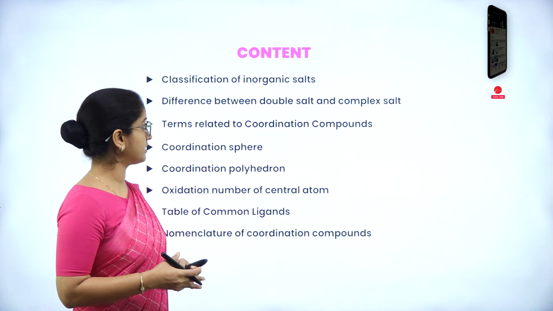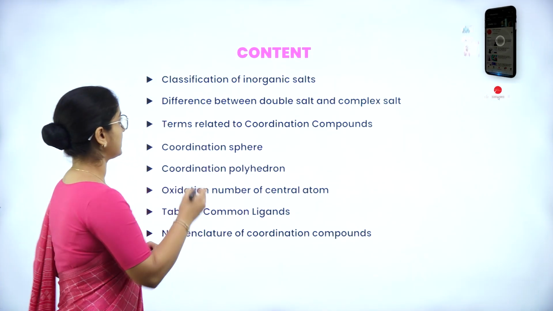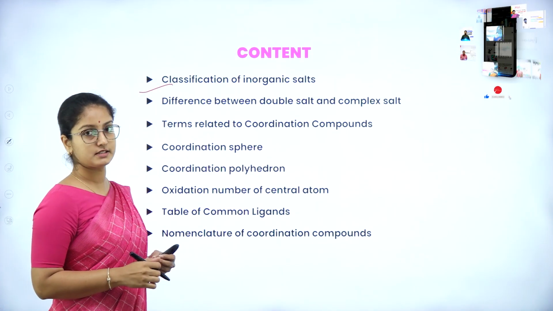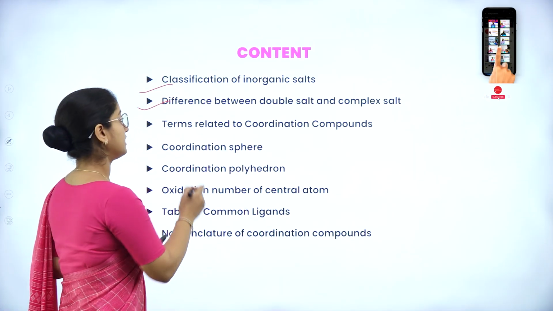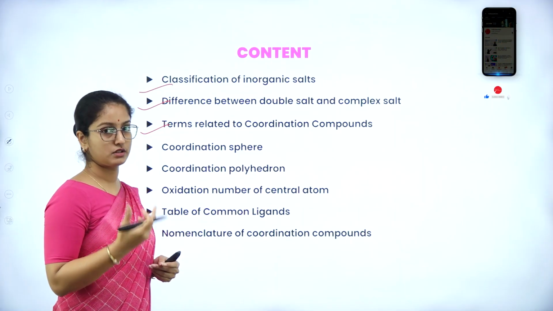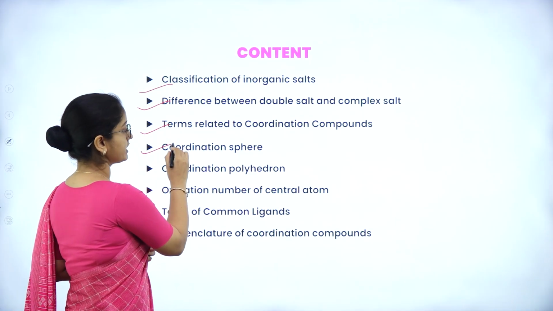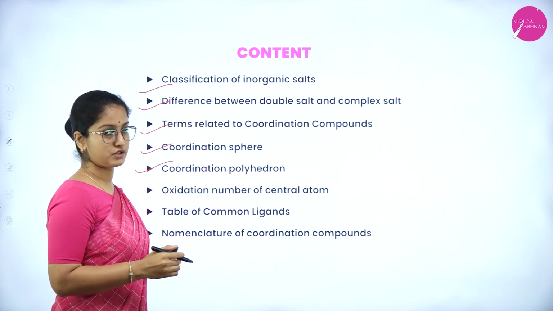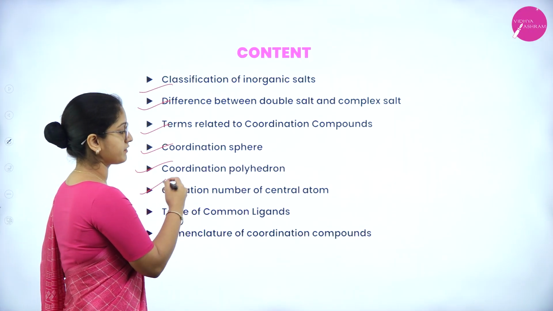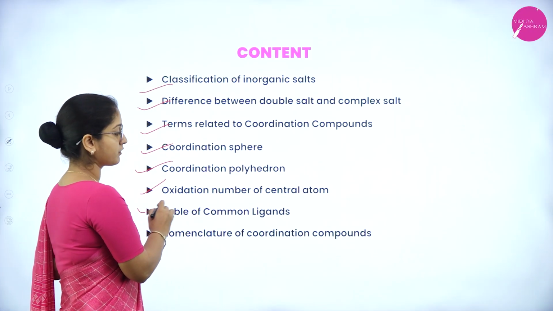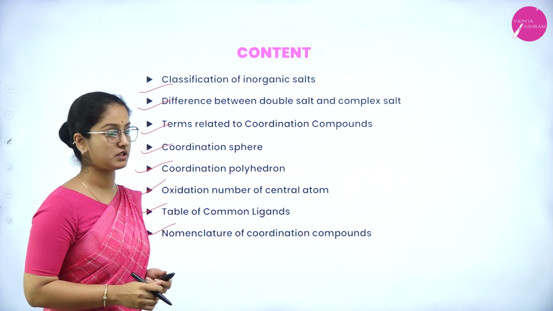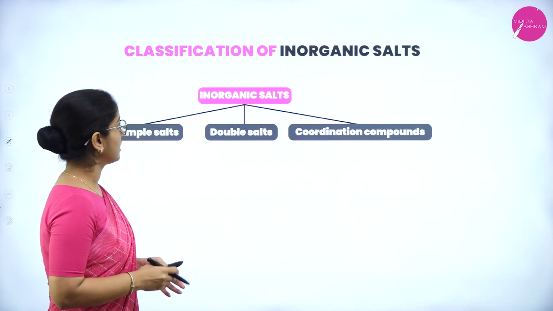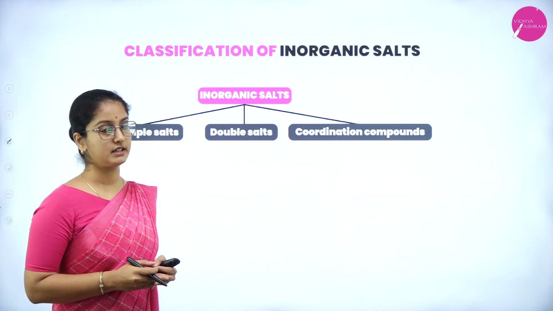So in this chapter we are going to study classification of inorganic salts, difference between double salt and complex salt, then terms related to coordination compounds, then coordination sphere and coordination polyhedron, then oxidation number of central atom, and table of common ligands, then nomenclature of coordination compounds. So let's start with classification of inorganic salts.